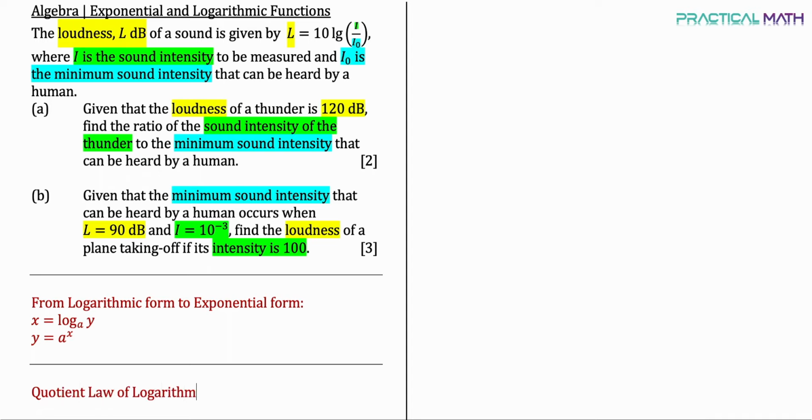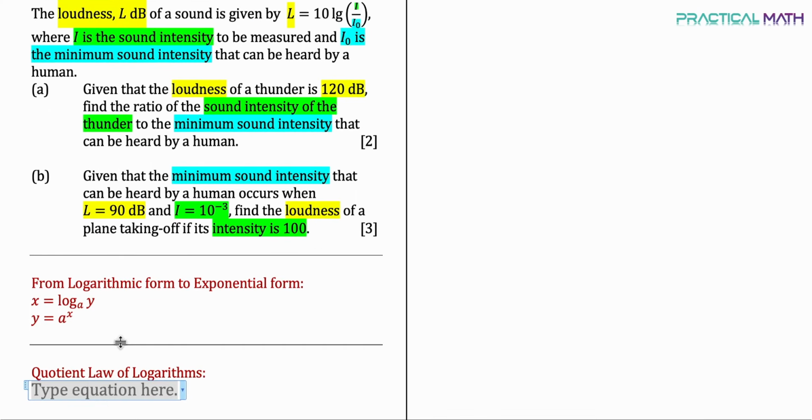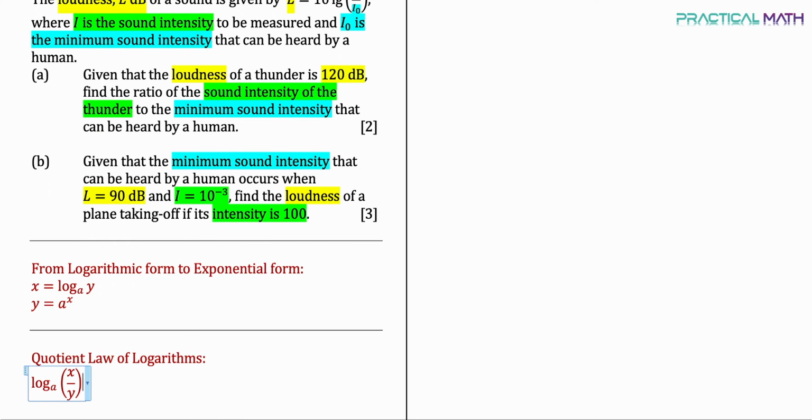of logarithms. By the quotient law, it means that if I have log x over y to the base of a, it can be split into two different logs of the same base, which is log x to the base of a minus log y to the base of a. So a single log can be split into two logs of the same base. Inside, divides becomes a minus. That is the meaning of the quotient law of logarithms.